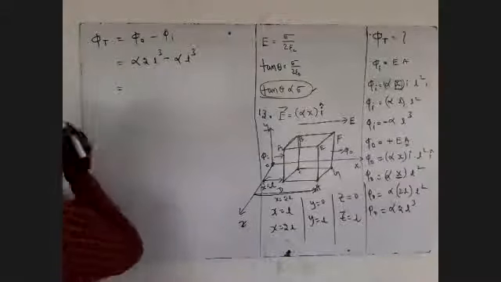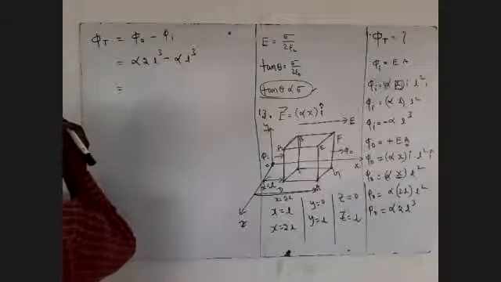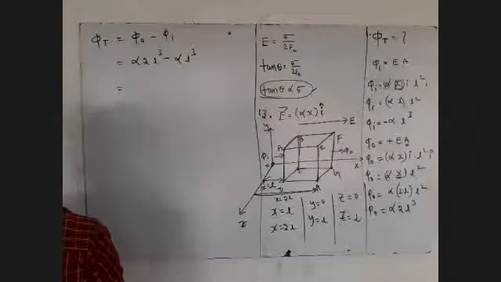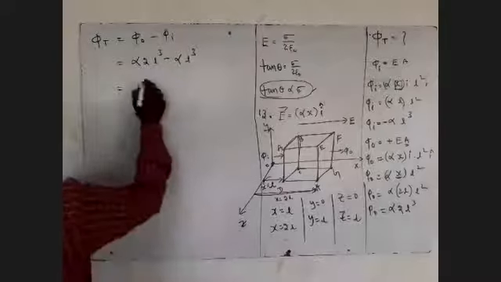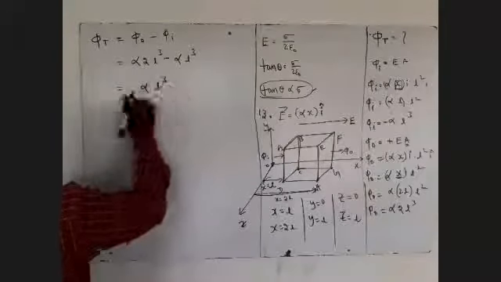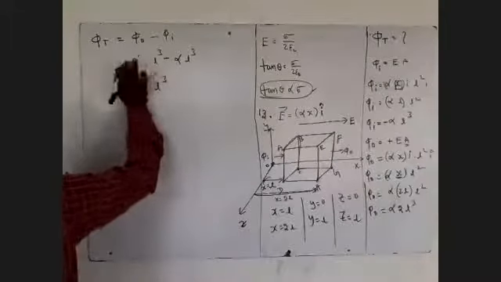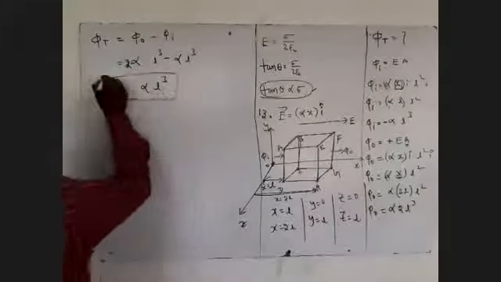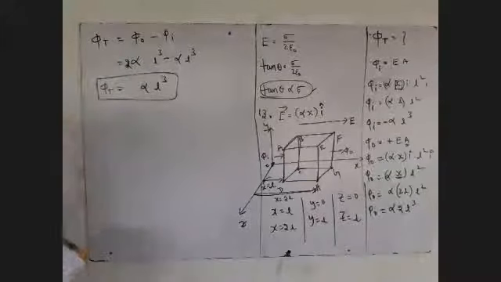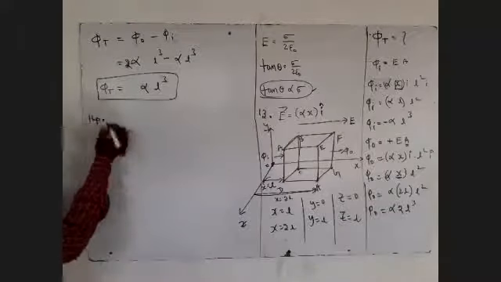So here, what is the flux value? This is alpha L cube. You can take the 2, so the total flux is alpha L cube. That is the first option. Your option for question number 13 is the first option. Now question number 14.